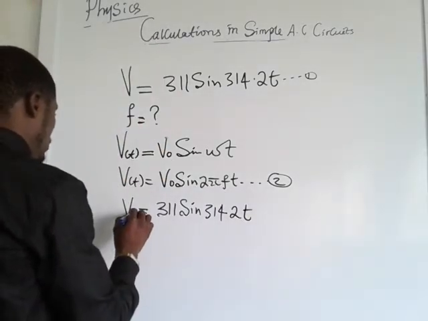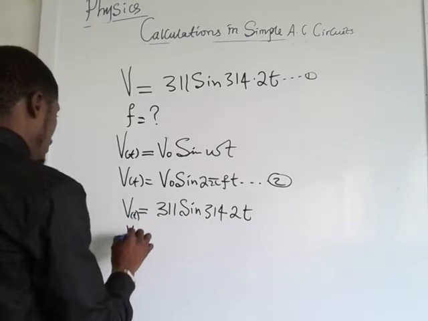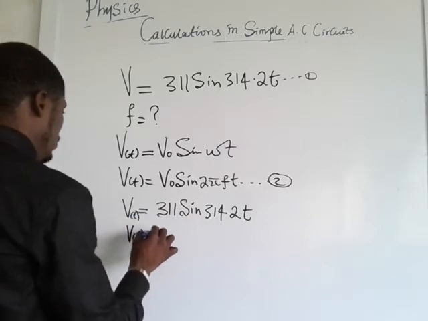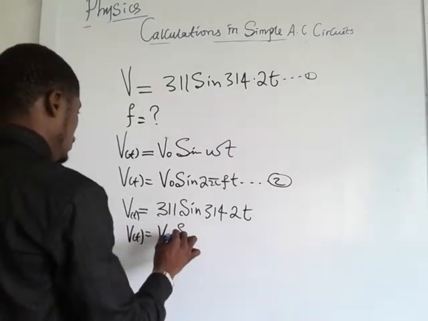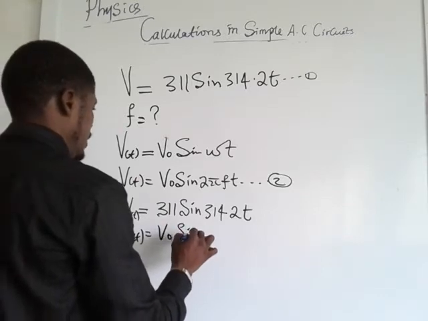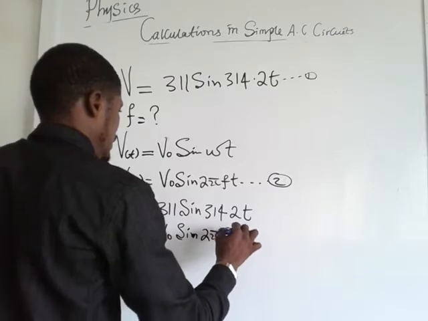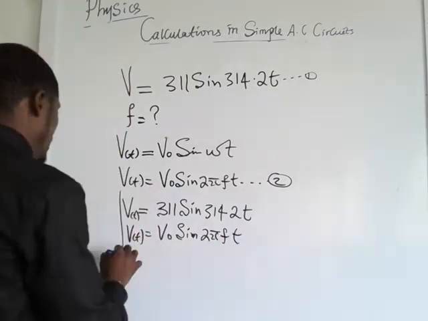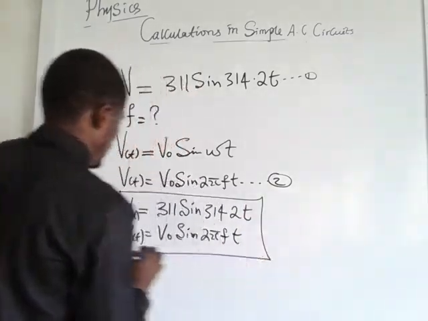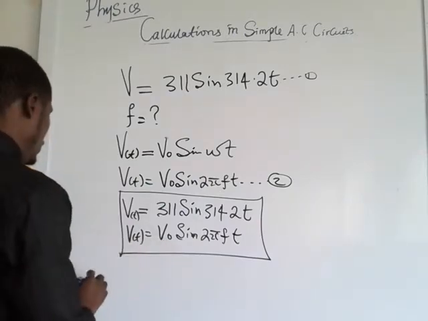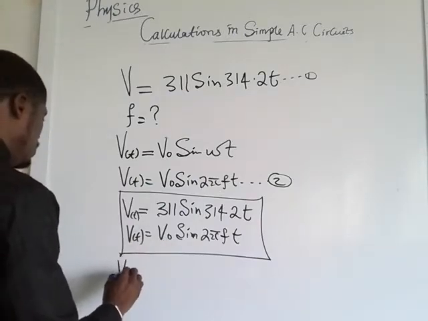You compare it with what? Let's put a t here to make it look the same. So you have also your Vt here is equal to V naught sine 2 pi ft. So these are the equations we have. Now, very simple. Your V naught, from here, your V naught is what?